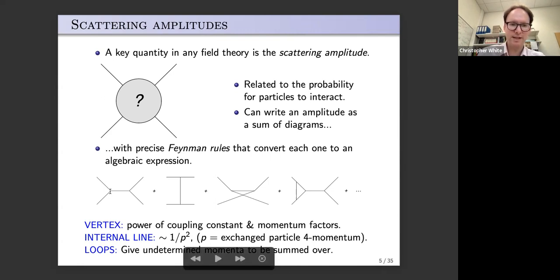But all I want to draw attention to, if you haven't seen Feynman rules for a long time, is that each vertex in a Feynman diagram is related to a power of what we call the coupling constant, which gives us the strength of the force. And then there are also various momentum factors associated with the vertices. Each internal line in a diagram gives us a factor of 1 over p squared, where p is the full momentum of the particle being exchanged. And then if we have any loops in the diagram, like this diagram here, then we have undetermined momenta that have to be summed over.